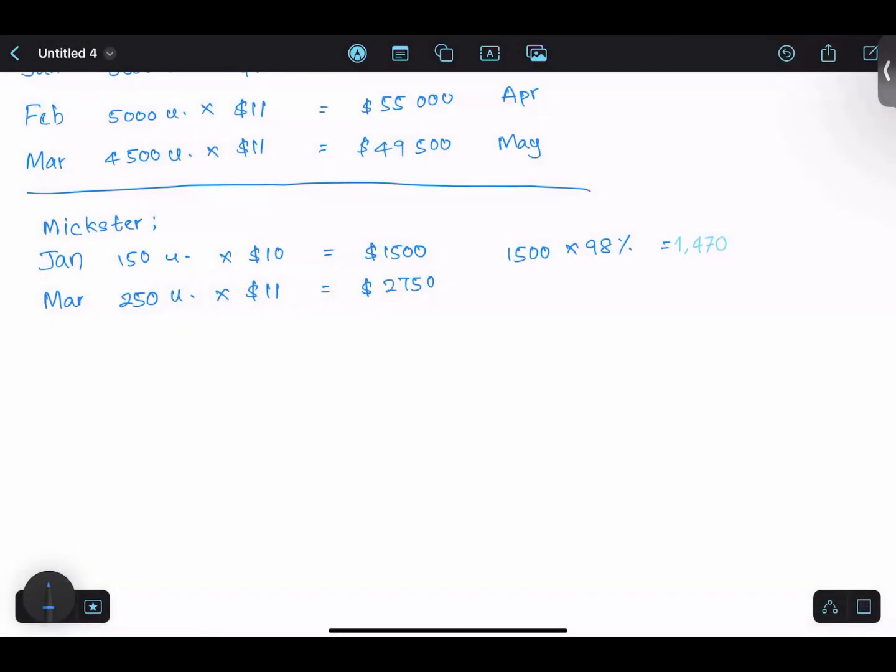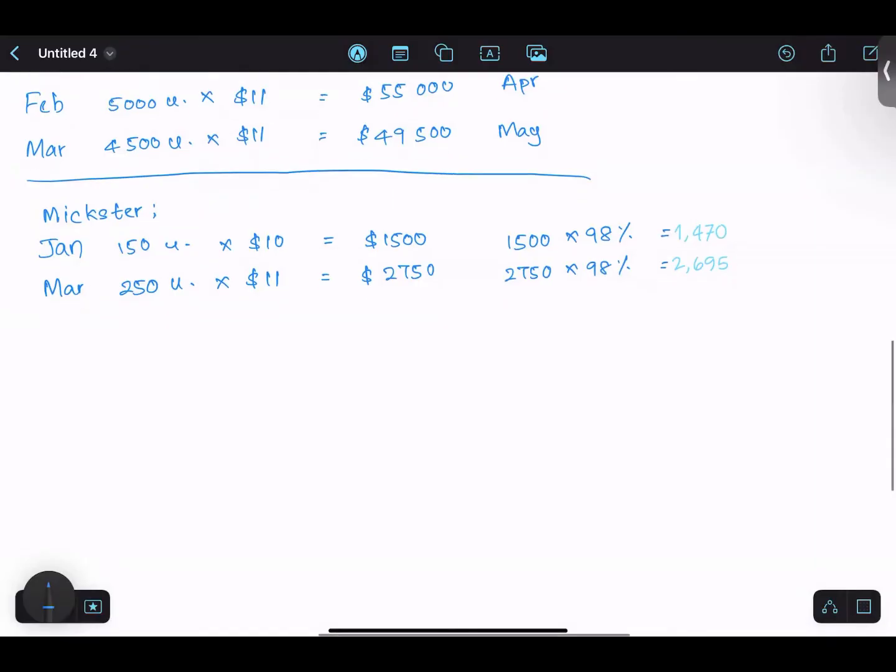So that will be 1,470. For the month of March, 2,750 into 98%, that will be 2,695. So let me prepare the cash budget.